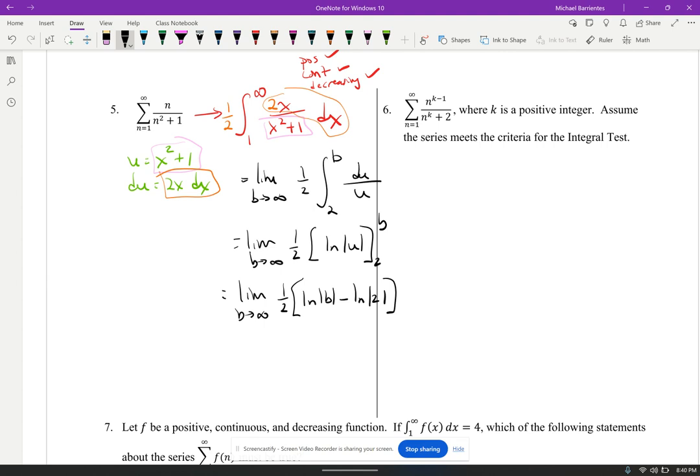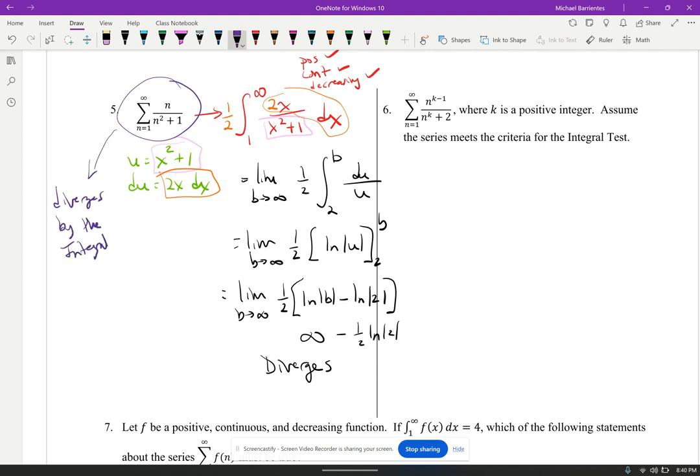Now, as I do this and I substitute big values into the natural log, this is going to go to infinity minus, it really doesn't matter what this is because this is an insignificant constant. This whole thing is going to diverge. And if this diverges, then the original series diverges by the integral test. And we're done with that piece.